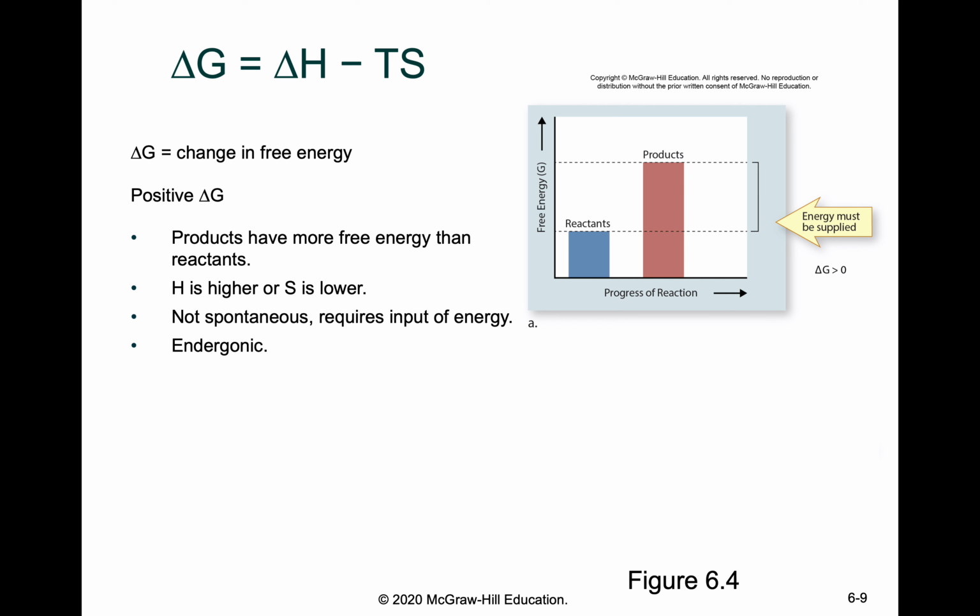So if we look at the changes in free energy, right, we can have a positive change. A positive delta G, if you recall, is the change in free energy. A positive delta G looks something like this. The product of the reaction has more free energy than the reactant, meaning that H is higher or S is lower. It's non-spontaneous, meaning it requires energy to be added to the system, right?